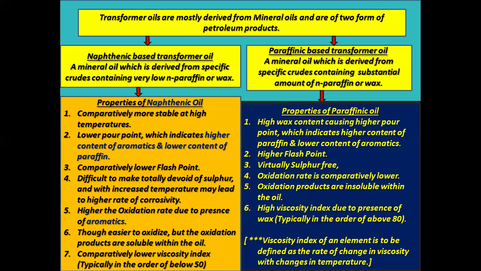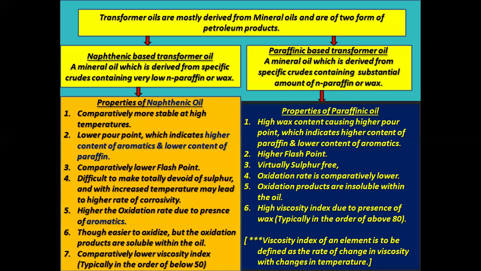Paraffinic based transformer oil is also a mineral oil, which is derived from specific crudes containing substantial amount of n-paraffin or wax. Properties of paraffinic oil: one, high wax content causing higher pour point, which indicates higher content of paraffin and lower content of aromatics. Number two, higher flash point. Number three, virtually sulfur free.